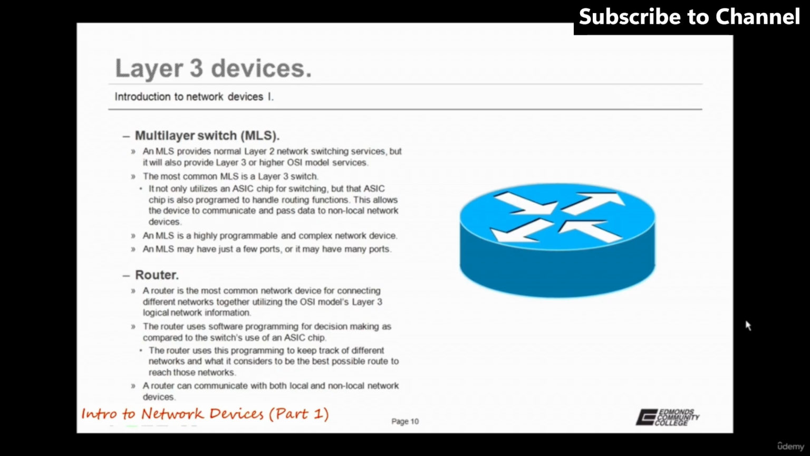That's what makes a router a Layer 3 device. The router uses software programming for decision making as compared to the switch's use of an ASIC chip. The router uses this programming to keep track of different networks and what it considers to be the best possible route to reach those networks.